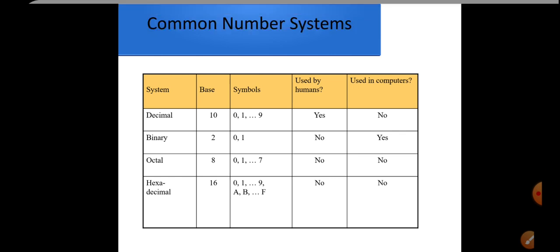This number itself indicates what the base is. For the binary number system, the base is 2. For the octal number system, the base is 8. For the hexadecimal number system, the base is 16. And out of these, we can use only the binary number system for computer applications.